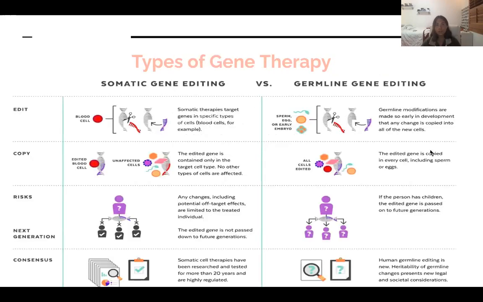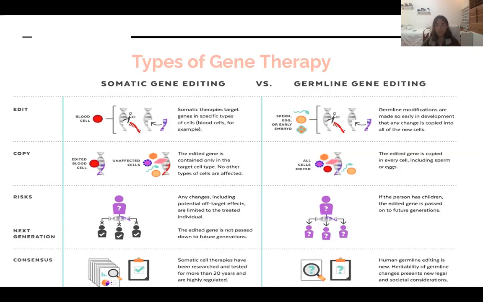Now, there are two types of gene therapies. The first one is somatic, and the second is germline. So, for somatic, this is when the modified gene is inserted into somatic cells, which are blood cells or bone cells. And once it's in the cell, it's contained within it and it doesn't affect the surrounding cells. And since it doesn't affect the surrounding cells, it's not inheritable for future generations. And somatic gene therapy is much more common than germline since it has been researched more and is more reliable for uses.